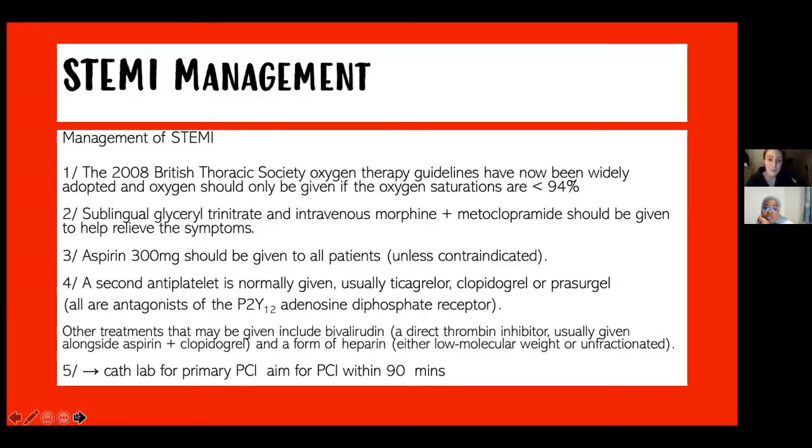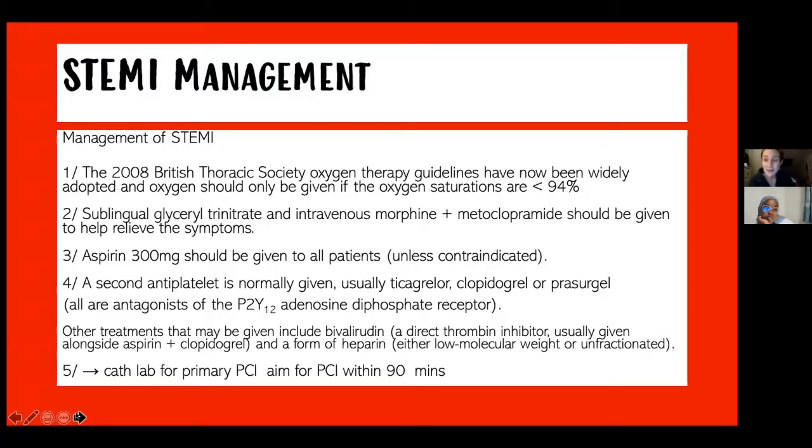and some metoclopramide. We give them their aspirin, this high dose 300 milligrams, and then we'll give them a second antiplatelet. It's usually ticagrelor, but it could be clopidogrel or prasugrel. That one's not commonly used. And they are P2Y12 adenosine diphosphate receptor antagonists. That's extra detail. I definitely didn't know that for finals.